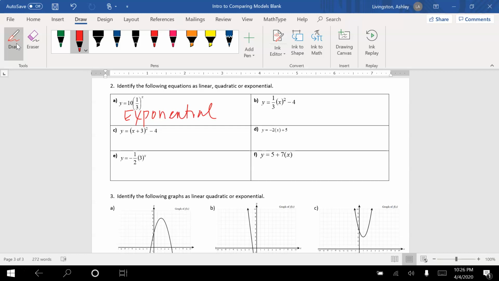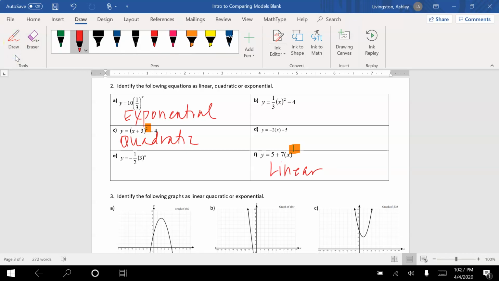Let's do letter C, right? Letter C, because of that exponent there being a degree of 2, it doesn't look maybe necessarily like the first equation that we did, but because that's a 2, I'm going to know that this one is quadratic. And then let's look at letter F there. So for that one, my exponent on my x is a 1. So that's going to tell me that this one is linear.